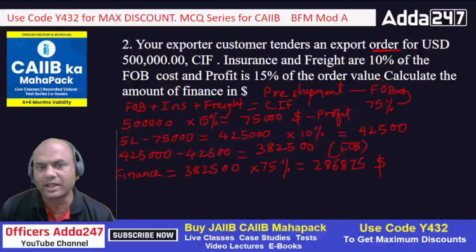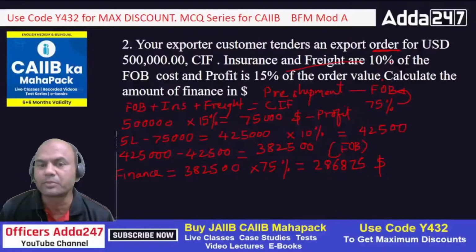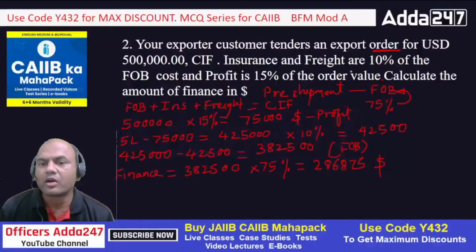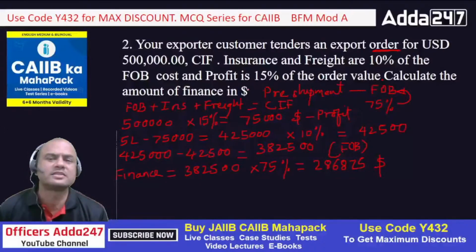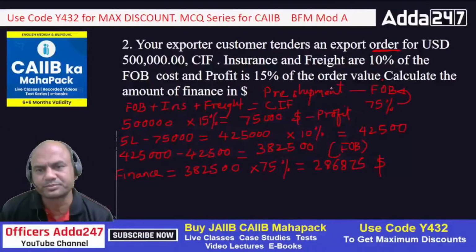Insurance and freight are 10% of FOB cost. So see here, it's given insurance and freight are 10% of FOB cost and profit is 15% of the order. Okay, so profit is given as 15% of the order value. Calculate the amount of finance in dollars only. I don't want the exchange rate now. Only in dollars. So firstly, let's go step by step.